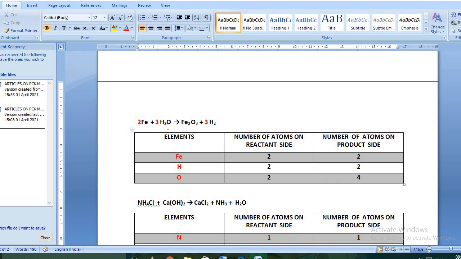2Fe, 2Fe, 6 hydrogen, 3 oxygen and 3 oxygen. So Fe is balanced. Hydrogen is 6 on both sides now, 6 here and here also 6. Oxygen is 3 and here oxygen is 3.